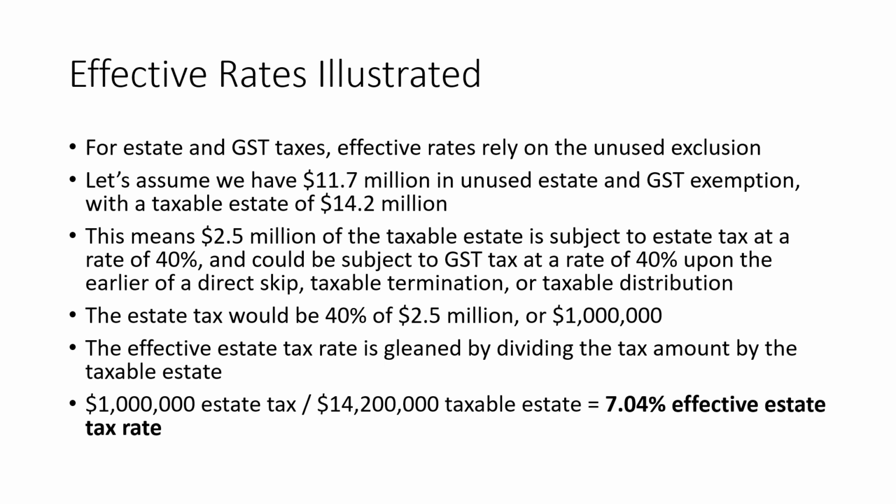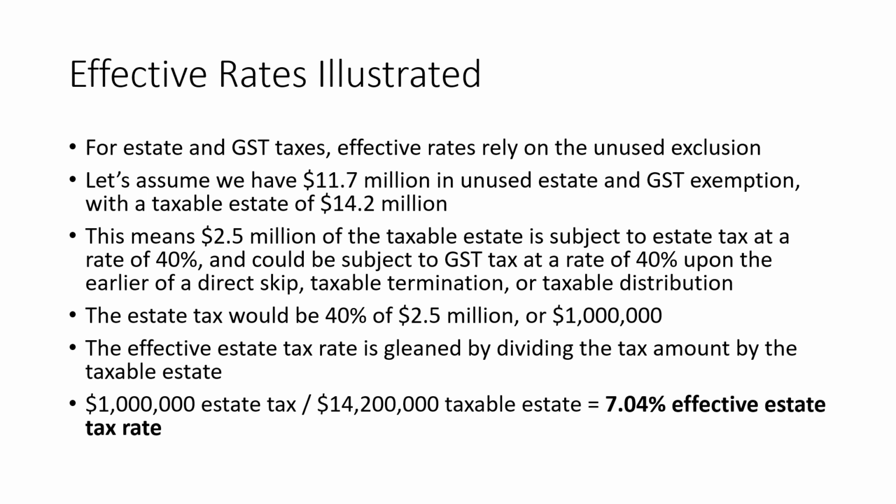For the time being, I wanted to provide a simple example where we have a taxable estate of 14.2 million, and the first 11.7 million of that isn't subject to estate tax because of that exclusion amount. So what that means is we have 2.5 million of the taxable estate that's subject to estate tax at a rate of 40%. And it could also be subject to GST tax at a rate of 40% upon the earlier of a direct skip, a taxable termination, or a taxable distribution. We'll get into that type of analysis in a later discussion, but for the time being, our estate tax is simply going to be 40% of 2.5 million, or 1 million in this case. So we have this $1 million estate tax on a taxable estate of 14.2 million.